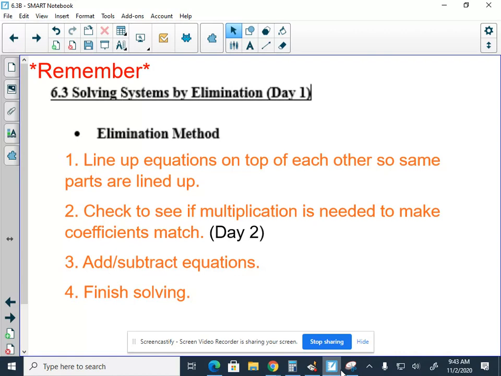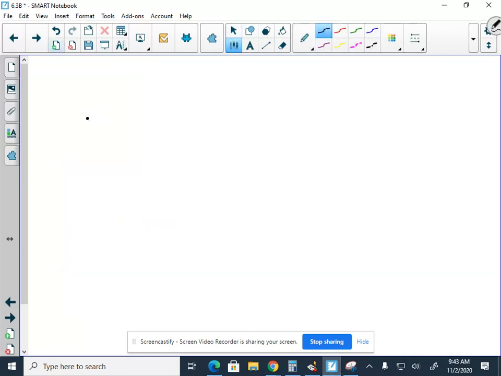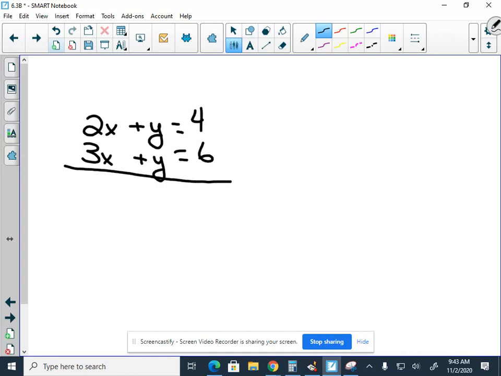Just to review before we even start, we already have done a little bit of this when we had something like this: 2x plus y equals 4, and 3x plus y equals 6. If we drew the line, we wouldn't be able to eliminate anything. The y's match up, but one of them needs to be negative. So what we did a lot of times is we multiply by negative. I'm going to take this one and change all these signs by multiplying by negative.